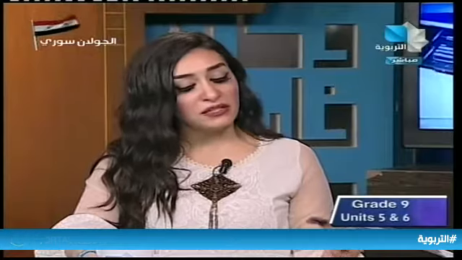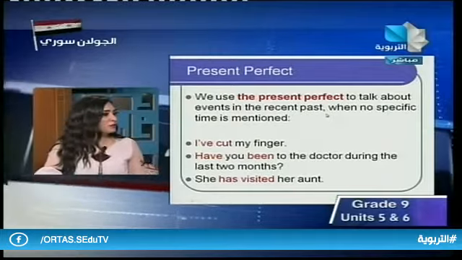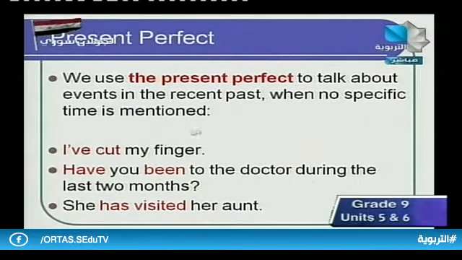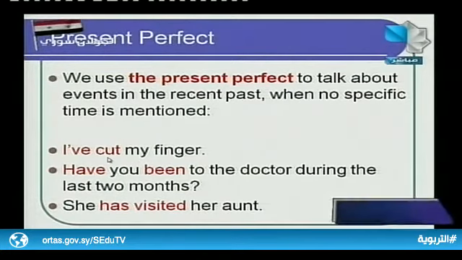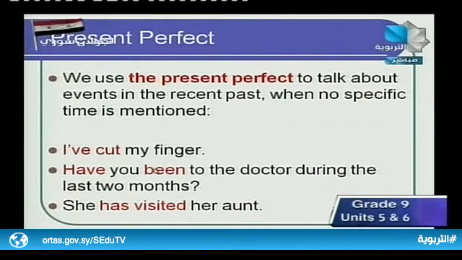We use the present perfect to talk about events in the recent past when no specific time is mentioned. As we've said before, here no specific time is mentioned in the sentence. For example, I've cut my finger. No specific time in this sentence. This is different from the past simple, because in the past simple we've got the exact time in the past. But in the present perfect we don't mention the exact time that happened in the past.